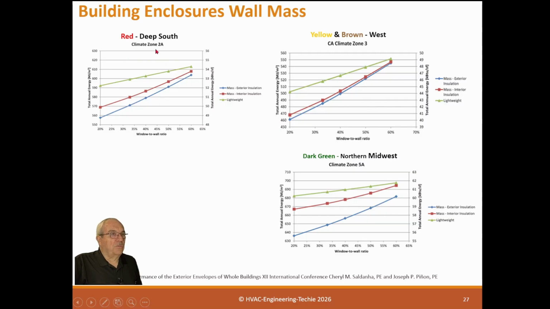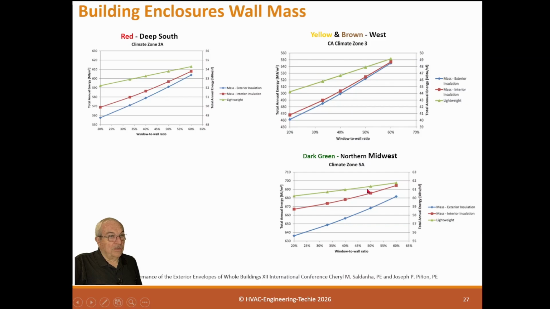This one here is the red. This is the deep south. This is a high humidity condition. This is the yellow and brown. This is the west and northeast. So this is the coal country. And this is the northern Midwest. So this is basically anything that's not humid.